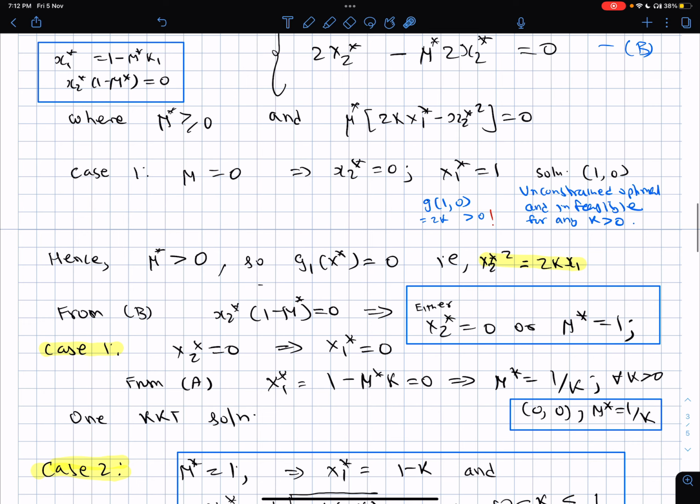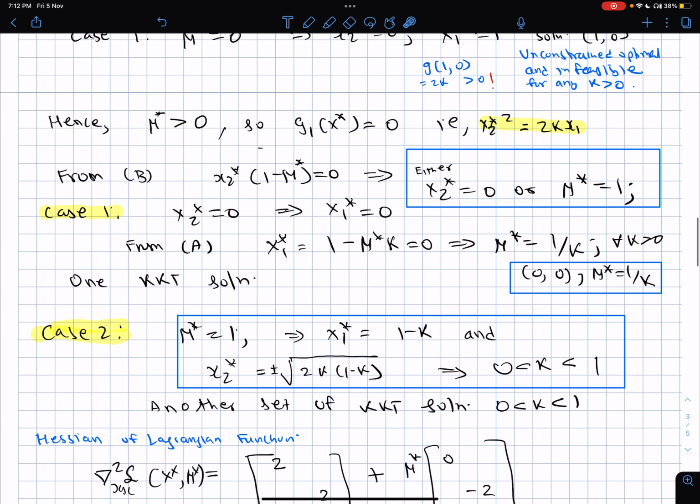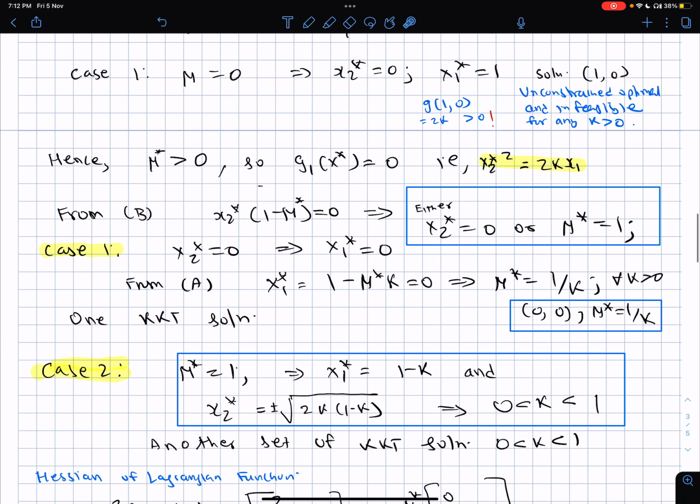So what is the only possibility that is left? Mu star should be greater than 0. If mu star is greater than 0, then the complementarity condition becomes strict, which is to say that if this is positive, it forces the constraint g of x star to be equal to 0. In other words, 2k minus x1 star minus x2 star square should be equal to 0. So if mu is greater than 0, then the constraint has to be active.